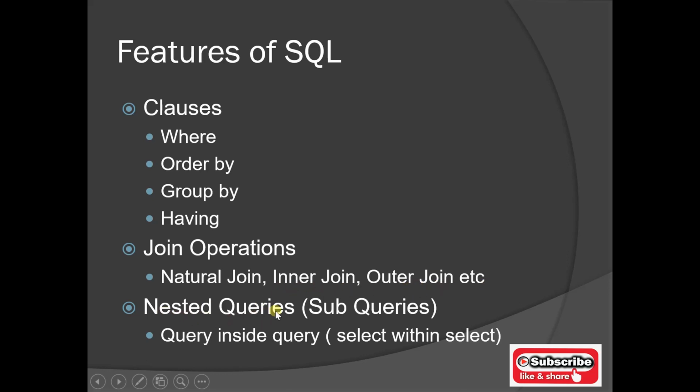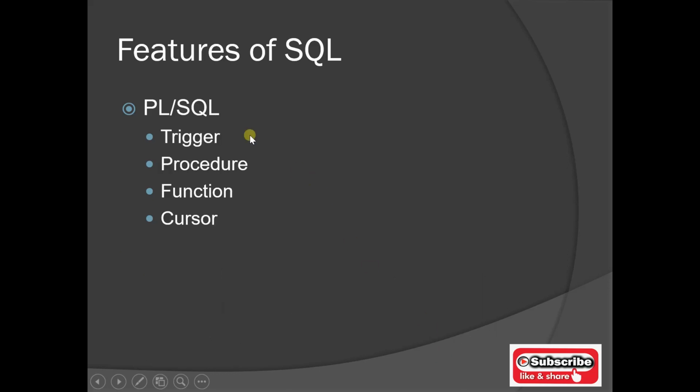SQL has nested query. What is nested query? That is nothing but, which is also called as subquery. Query inside query. Select statement within select statement. That is nothing but nested query. A very interesting feature SQL has is PL/SQL, Procedural Language SQL, which contains trigger, procedure, function, cursor. These are programming language code blocks through which we can execute various queries, through which we can extract the data from the database. So these are various features of SQL.